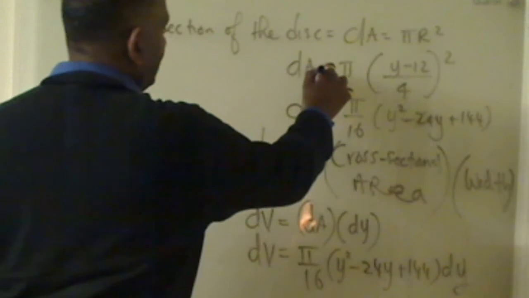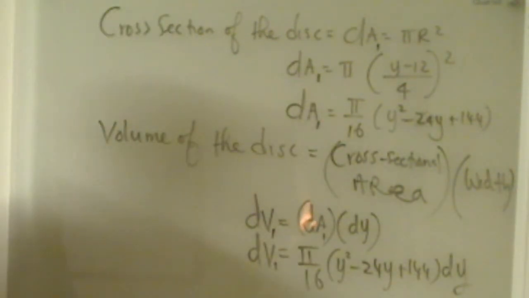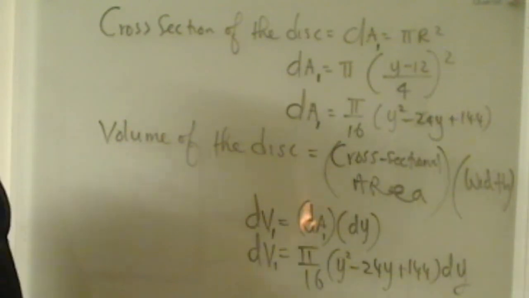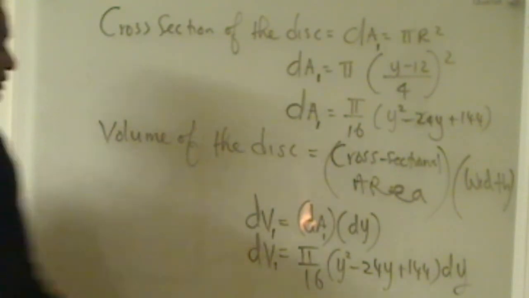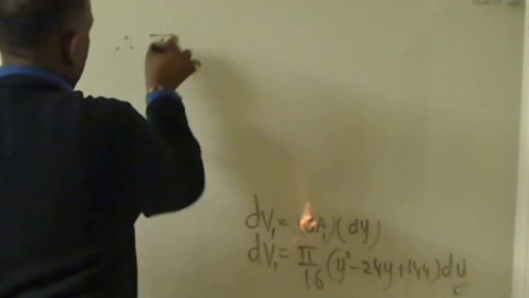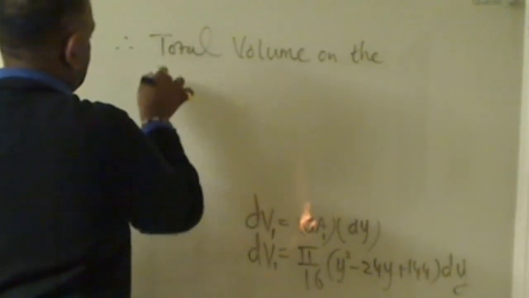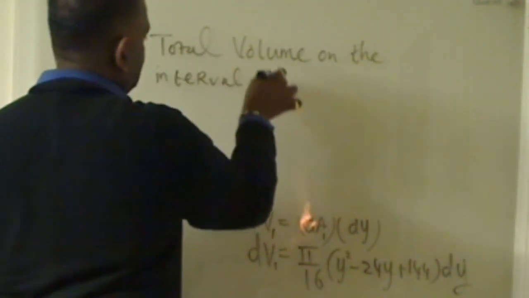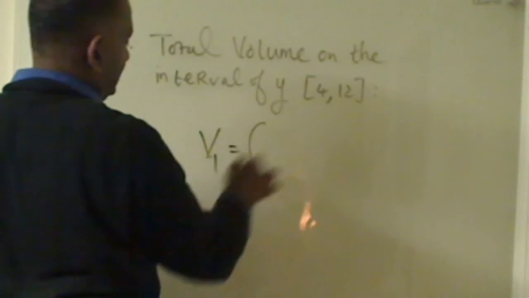We are taking into account that this is the region where y is greater than 4 and less than 12. So now we can get the total volume. Therefore the total volume on the interval y from 4 to 12, we can call V1, equals the integral of dV1.